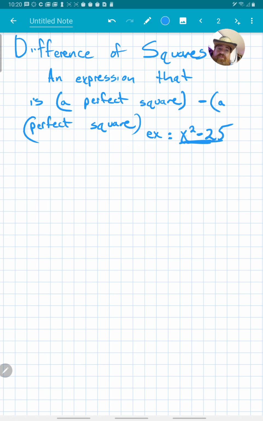x squared is a perfect square, 25 is a perfect square. There's a minus sign between them. Now to factor them, it's pretty simple if you can remember the pattern. The pattern is when you factor these, it will always become two groups.